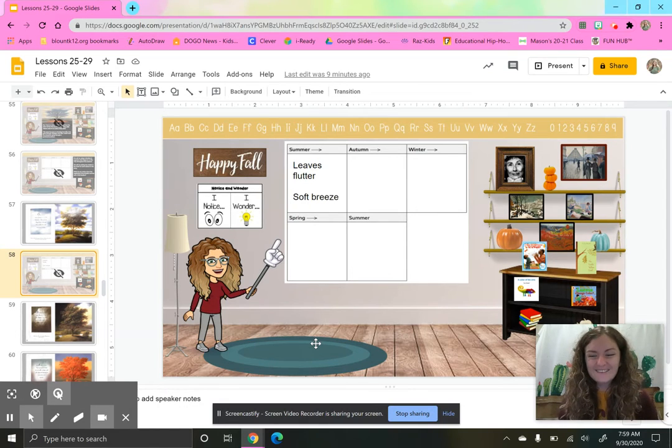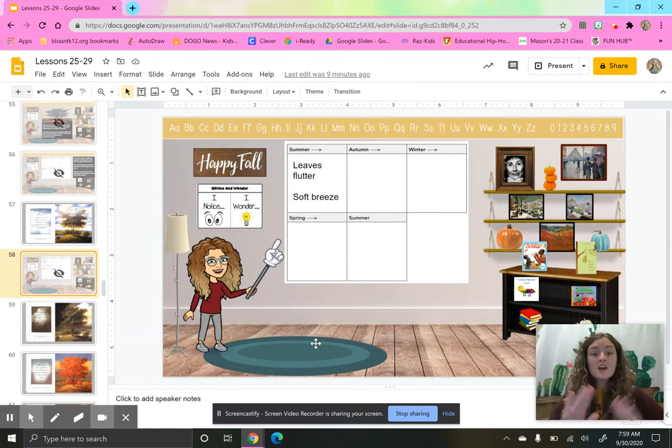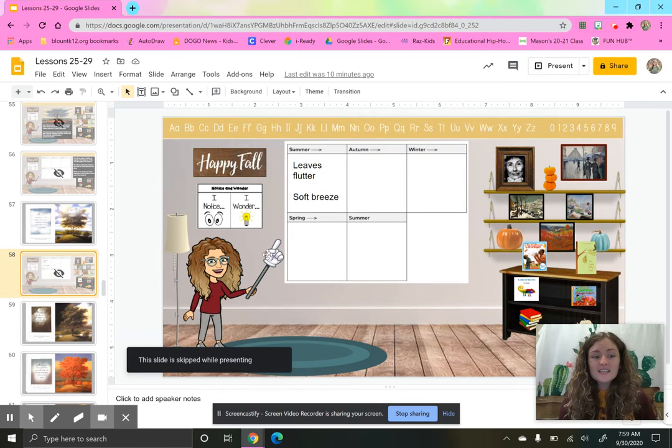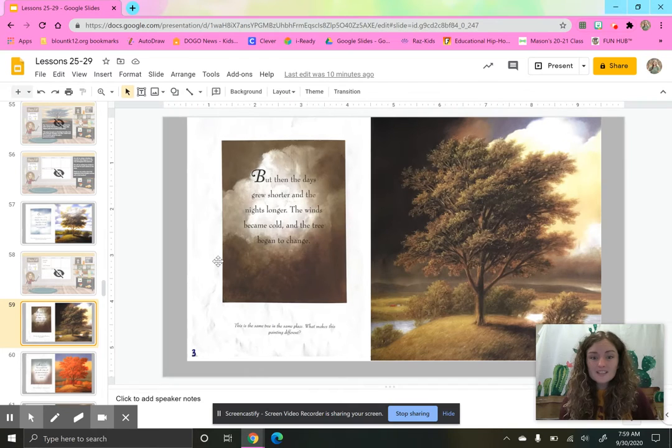All right, we're back. Miss Mason had some technical difficulties. So in summer, we learned that on the tree the leaves fluttered. Those leaves were still green. The leaves are green during the summer. And we also learned that there is a soft breeze. Okay, let's move on to the next page.